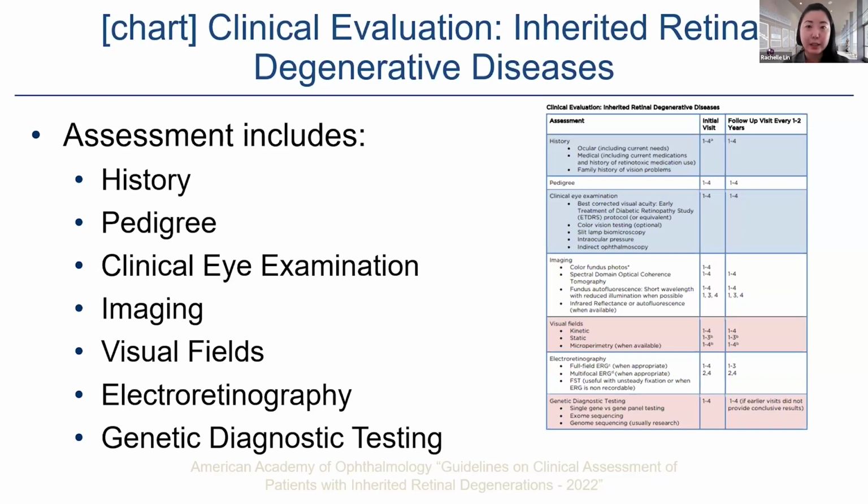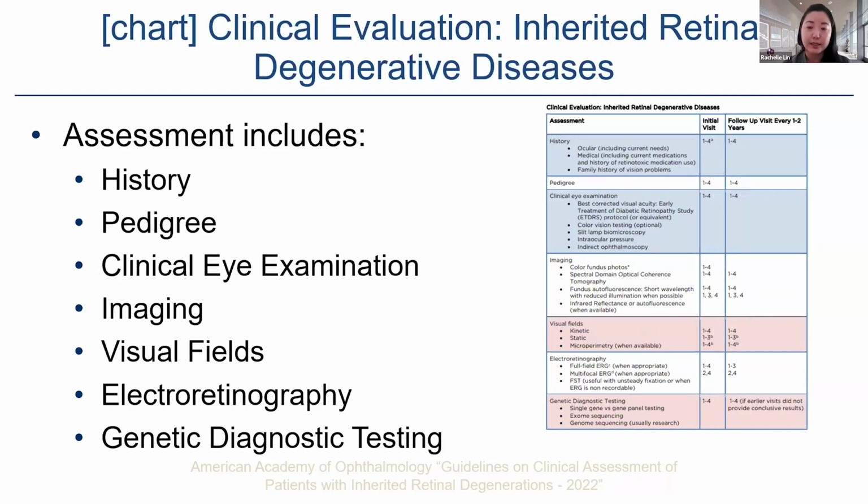Thirdly, the clinical eye examination. That would include your slit lamp examination, eye pressures, fundus evaluation, additional imaging, for example, OCTs, visual fields, electroretinography testing, and last but not least, genetic diagnostic testing.